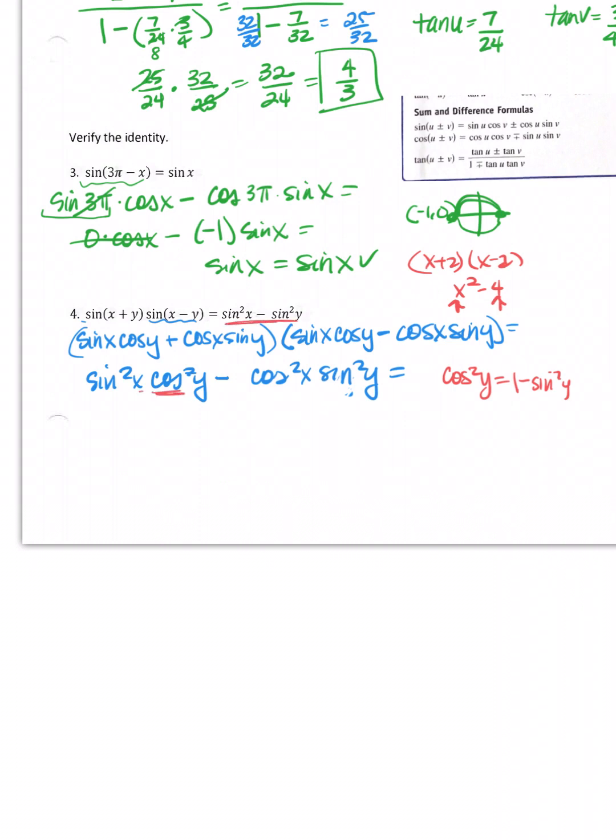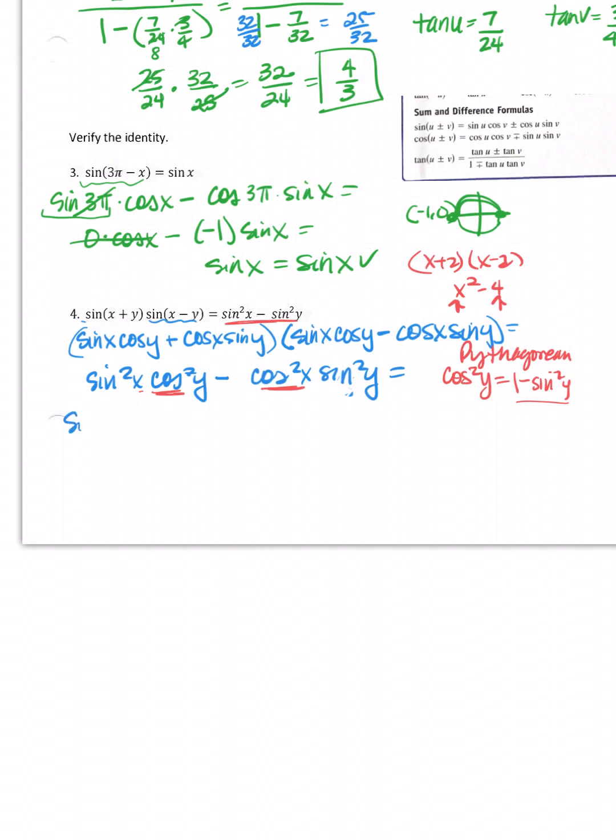That's what we're going to use, and we're going to plug it in here because notice my answer only has sines in it. So we're going to plug that in here, and we're going to plug it in here. We're going to replace cosine squared y with 1 minus sine squared y, one of those Pythagorean identities off of our chart. So let's see what happens here.